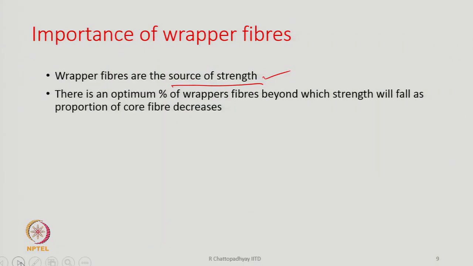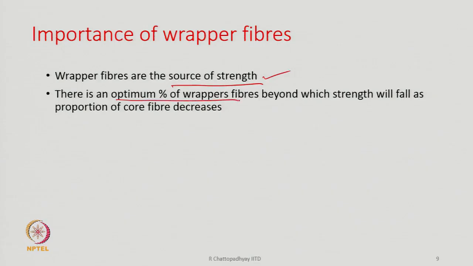Then there is an optimum percentage of wrapper fibers beyond which strength will fall, because if wrapper fibers become more and more, that automatically means core fibers will be less and less. So, there is an optimum value of wrapper fibers. Otherwise, the more wrappers we form, the fewer core fibers there will be, and the core fibers also support the load, while wrapper fibers generate transverse pressure. So, it has been found that there is an optimum percentage of wrappers beyond which, if we try to generate more wrapper fibers, the yarn strength will go down. And that optimum percentage is around 15% to 20%, not more than that.